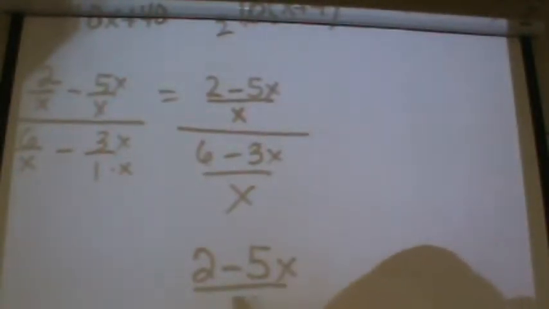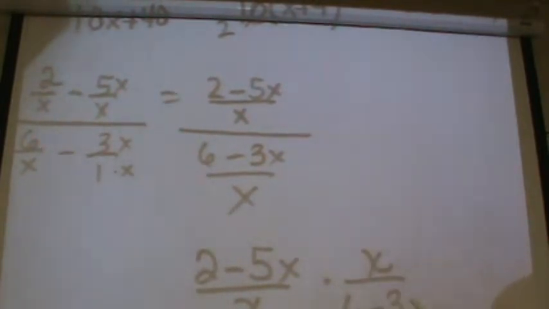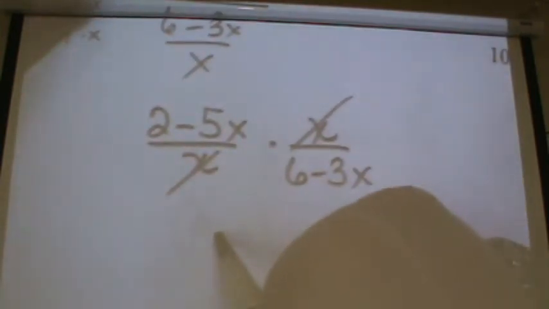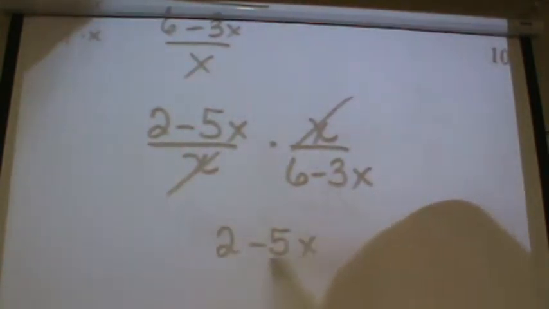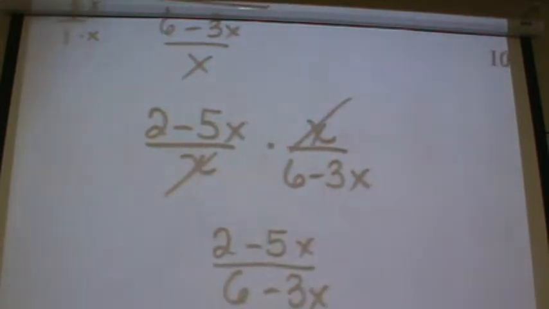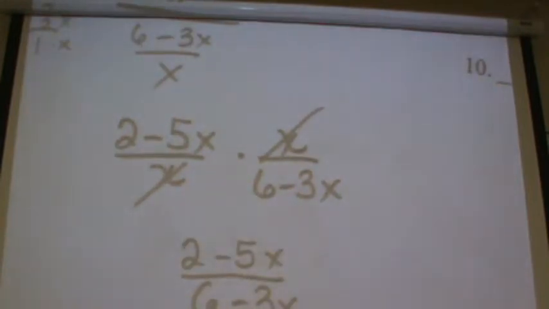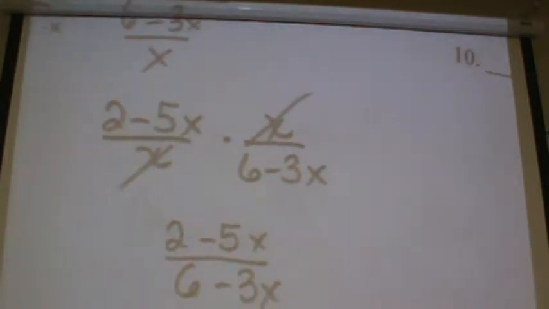Now we again flip and multiply. What cancels? So believe it or not, this is your final answer. There was nothing exciting about this one. Do not cancel this 2 and this 3, 2 and 6. Do not. Now, some of you guys had a different answer.